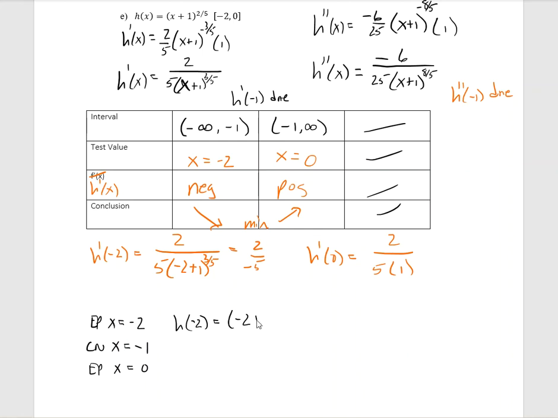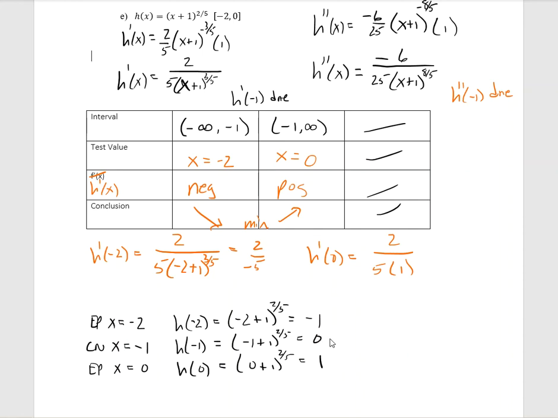So we'll have (negative 2 plus 1) to the 2/5. That's negative 1 to the 2/5, which is negative 1. h of negative 1, remember this is the original function, (negative 1 plus 1) to the 2/5, that's 0. Supposedly this was a minimum though. Weird. I'm going to have to look at this graph. H of 0, 0 plus 1. Negative, positive, that should be a minimum. That's so weird. Okay.